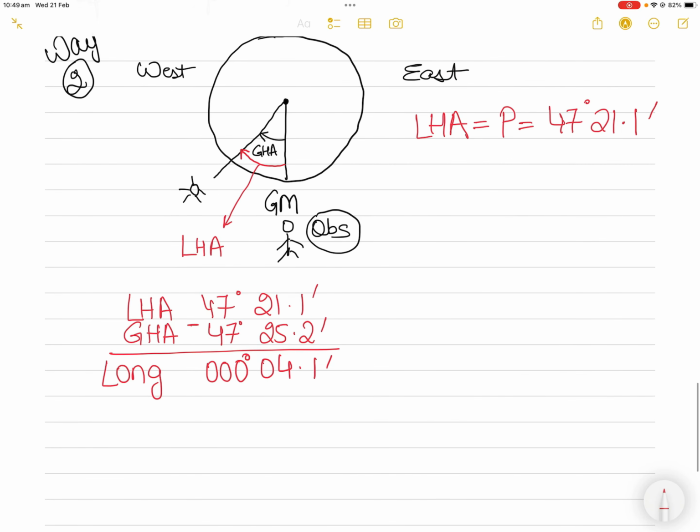Now you have to determine whether it's east or west. You can already see that the GHA is more than LHA. So when GHA is more than LHA, GHA best, longitude is west. GHA is more, longitude will be west. So here we have west. GHA least, longitude east. If GHA was less than LHA, longitude would be east. That is how you determine longitude. So you have determined longitude, now your job is done.